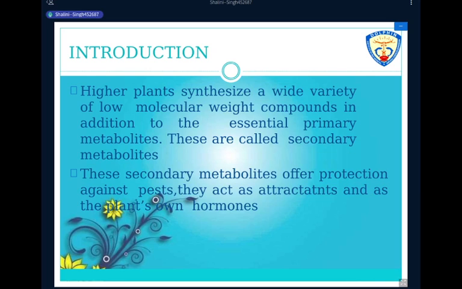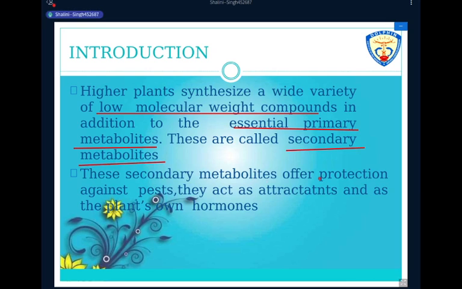Higher plants synthesize a wide variety of low molecular weight compounds. These are produced by the plant in addition to the essential primary metabolites. Primary metabolites are essential as they are needed for plant cell growth, and secondary metabolites are mostly used by the plant in pollination and in their defense mechanism.